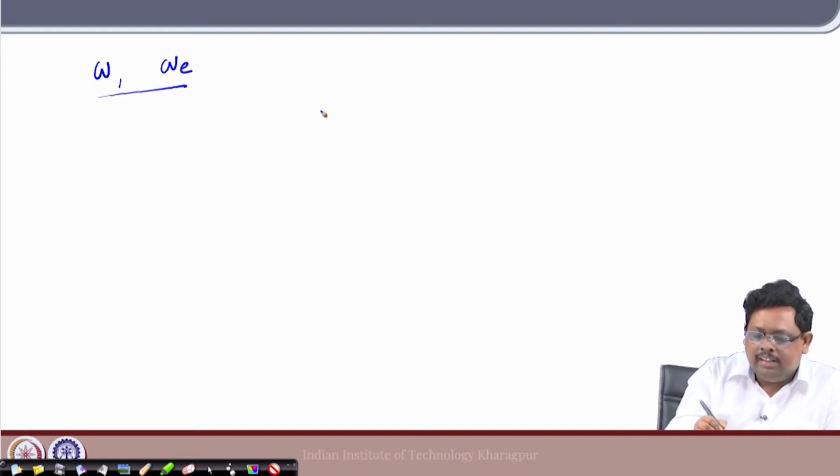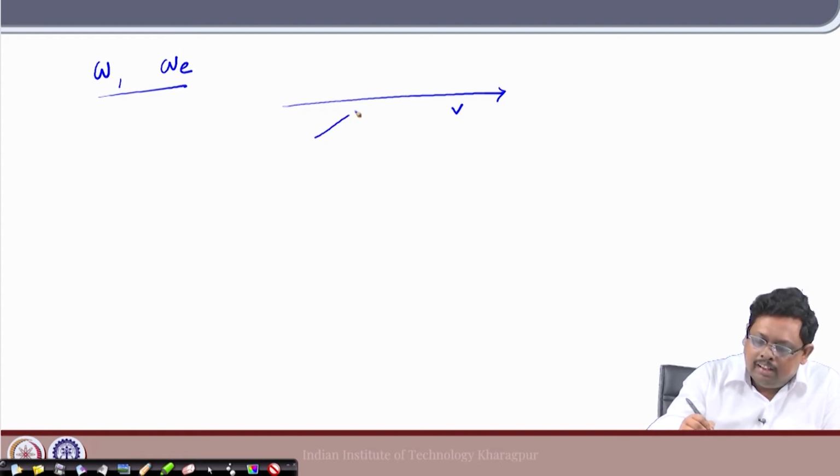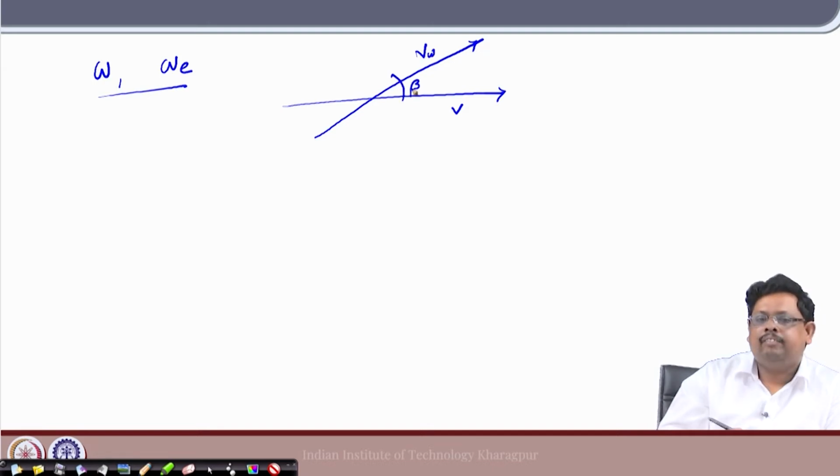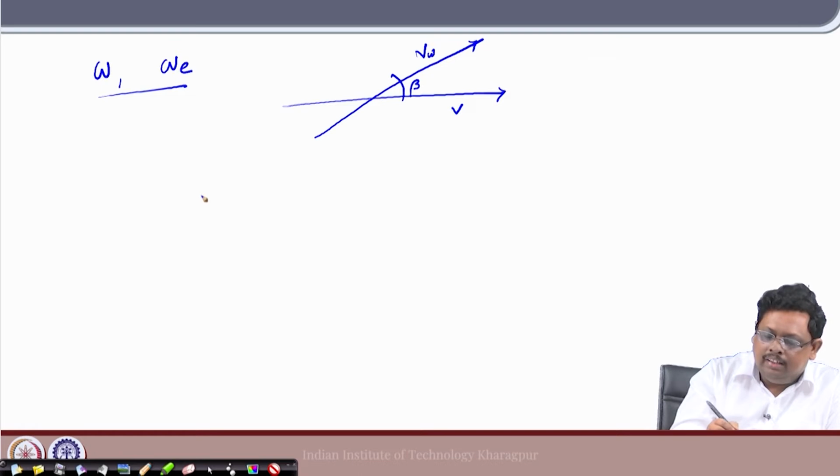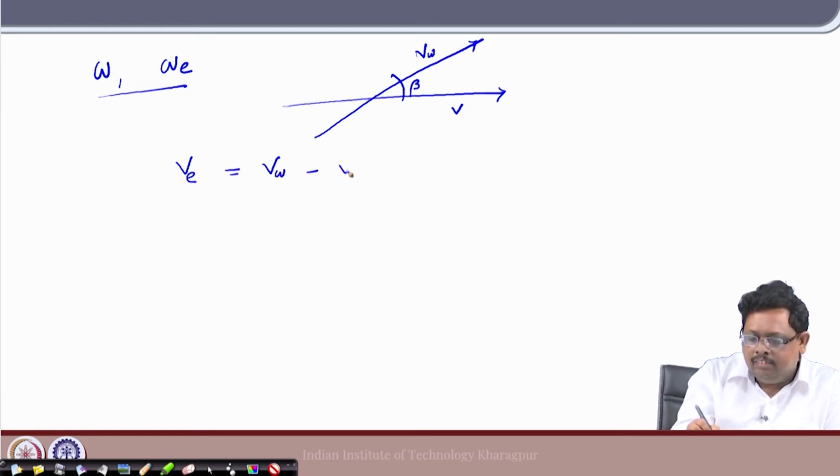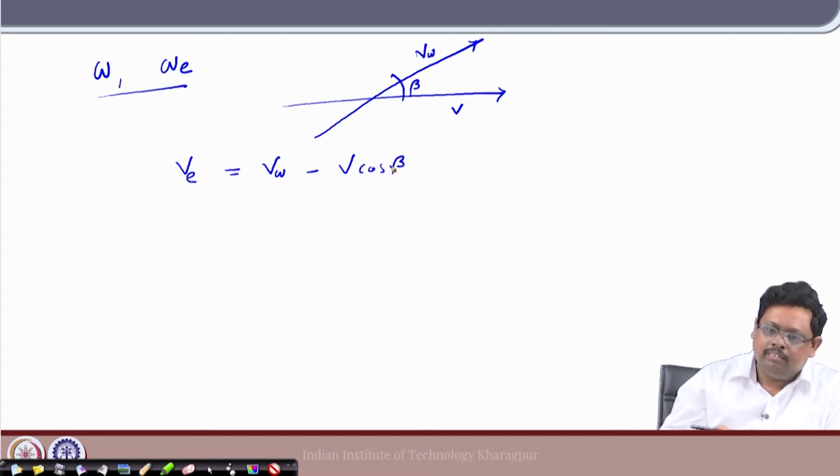Okay. Now, let us say the ship is moving with a velocity v, and this wave is moving with the velocity v omega. So, definitely this is the angle beta. Then if I call the relative velocity, or you can call it the encounter velocity, definitely that equals v omega minus v cos beta, right, fine.